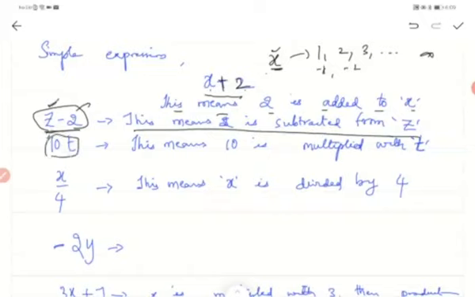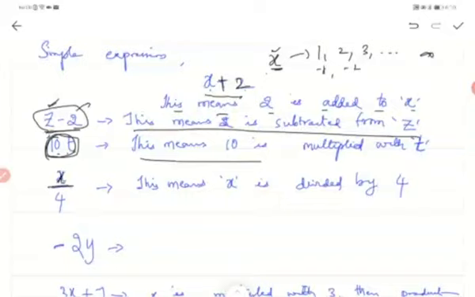What does 10t mean? 10 is multiplied with t, or t is multiplied with 10. Any statement like this, the meaning of this expression will be this one. What about x by 4? This means x is divided by 4. You can say just that much, x is divided by 4, or this is x by 4.